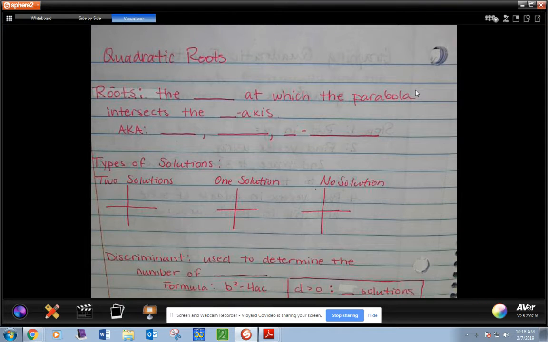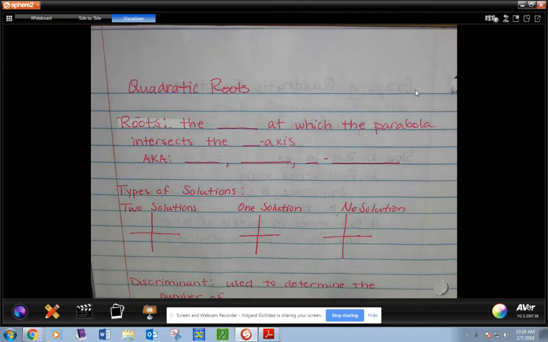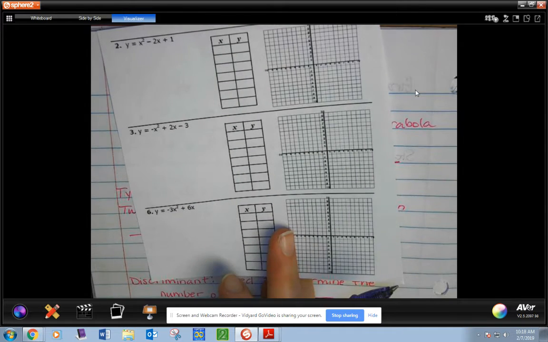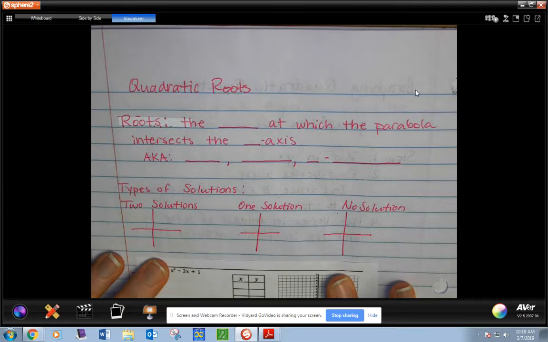You can go ahead and pause and write up to the graphs because there's two parts to this and I just already have all my stuff filled in. So you have a little half sheet of paper too that you're going to have. This goes all the way up to the graphs right here.